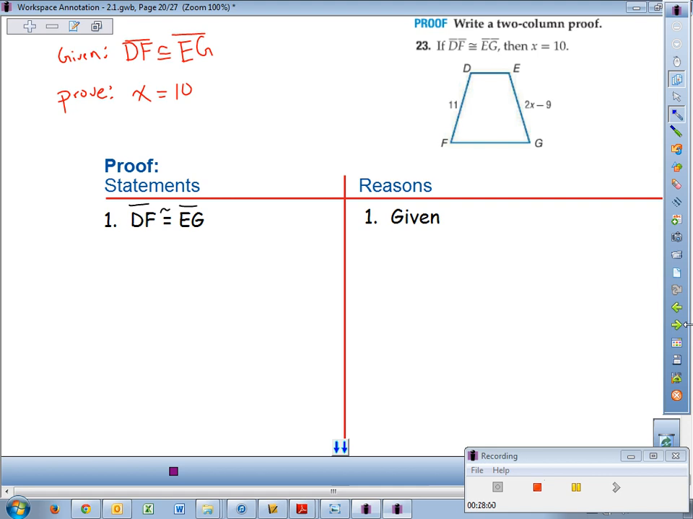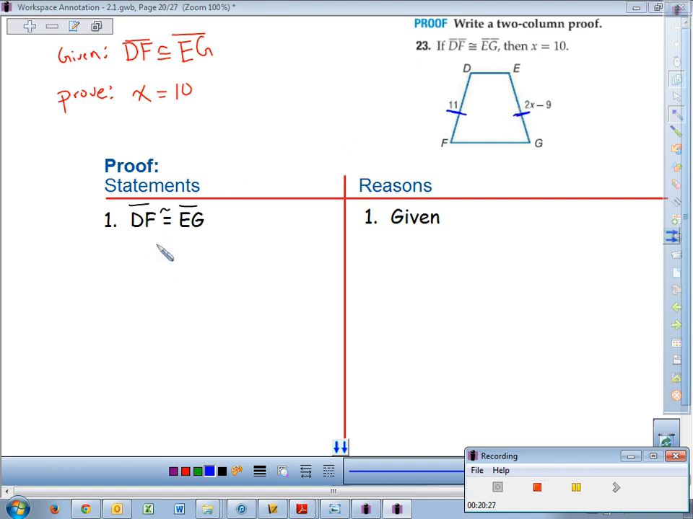Let's read the given, write the given, and then since we have a picture, we should also mark the given in the picture. So read the given, write the given, mark the given. Let's get that done. Are we cool with the first step? So we're marking with tick marks, and I'm pretty sure your paper already had them on there.